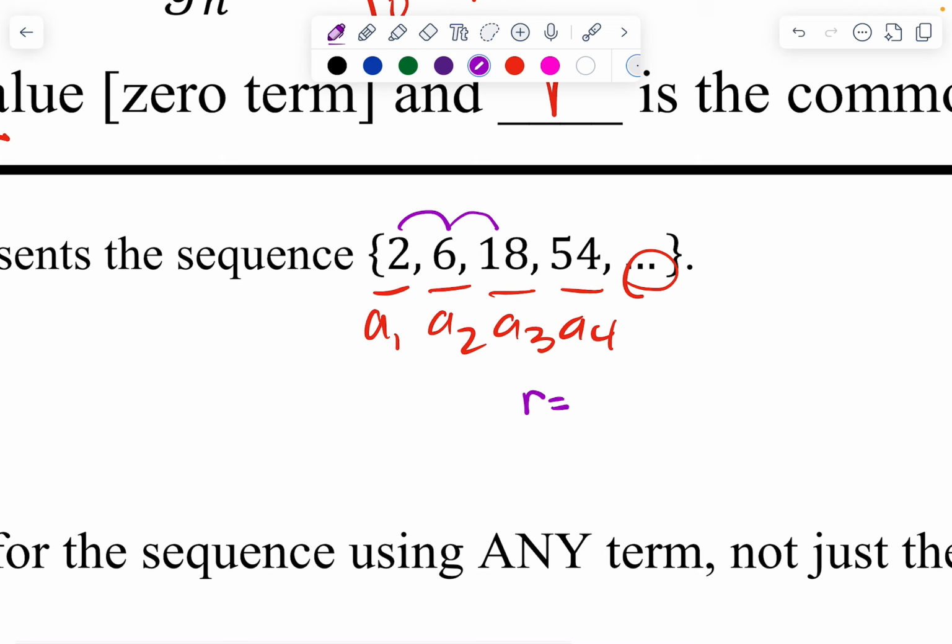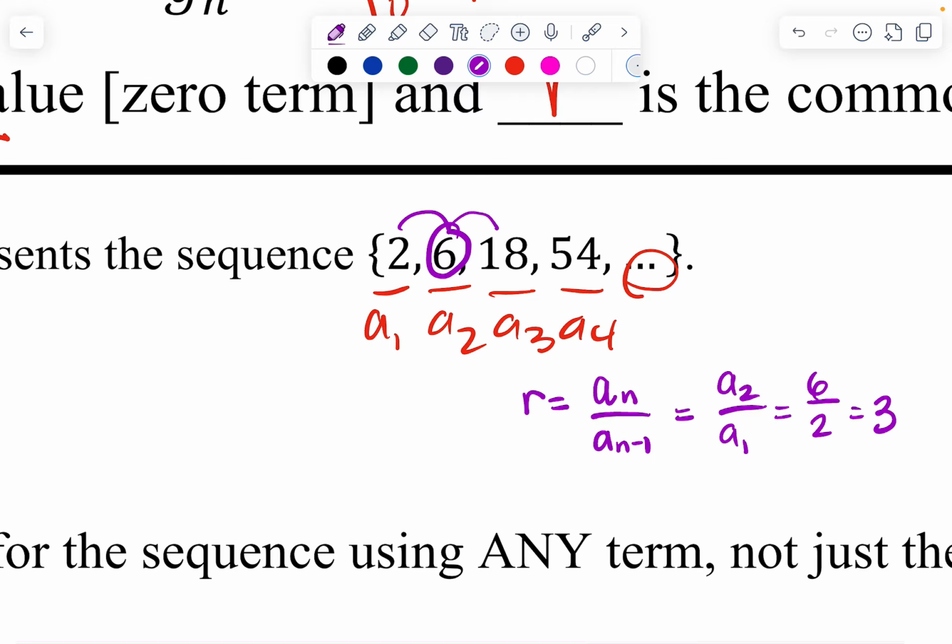So r is any term divided by the one before it. Let's say, for example, 6 is my second term. Well, 2 minus 1 would be the first term. So what's a2? It's 6 divided by a sub 1, which is 2. 6 divided by 2 is 3.